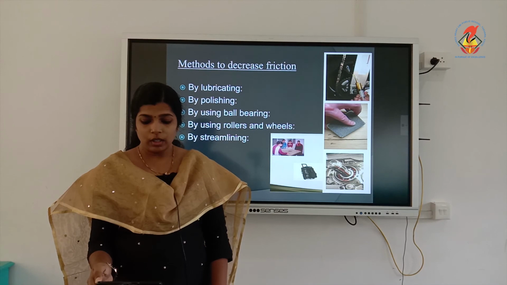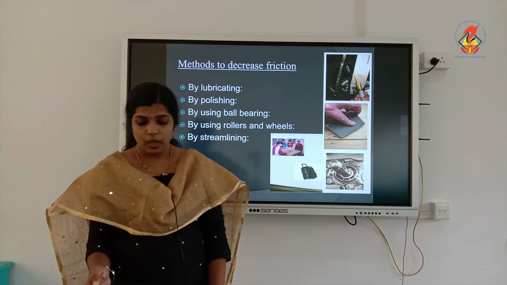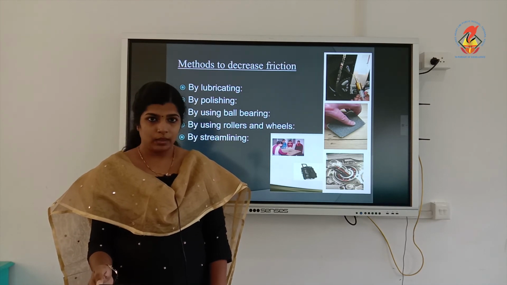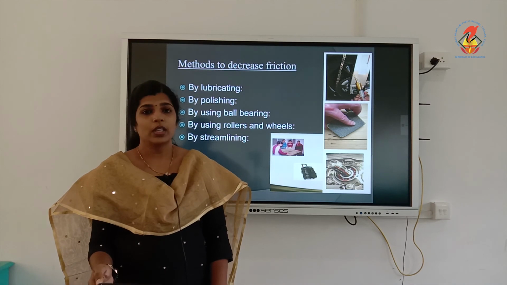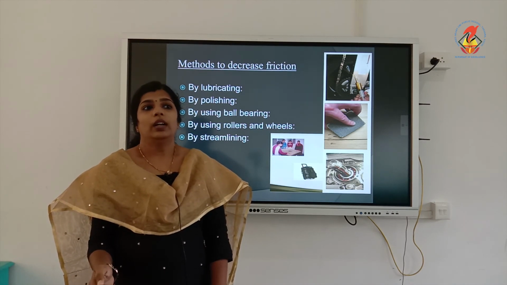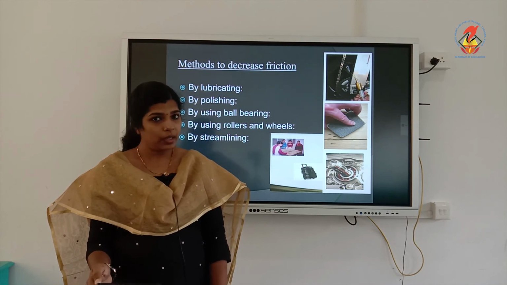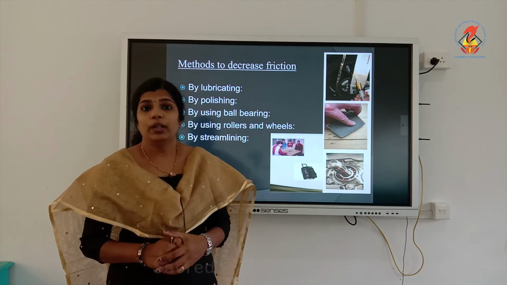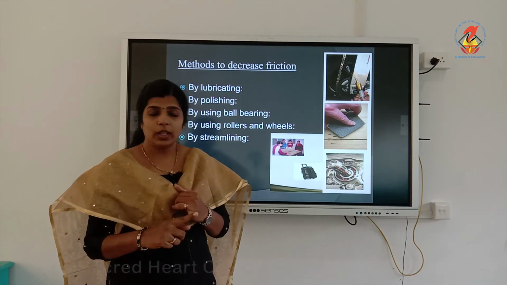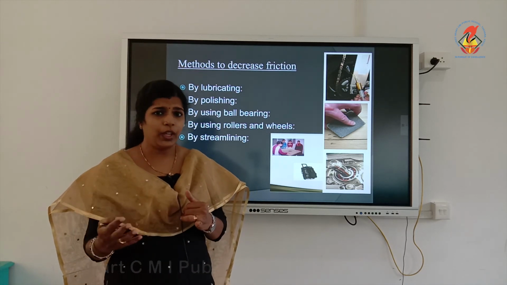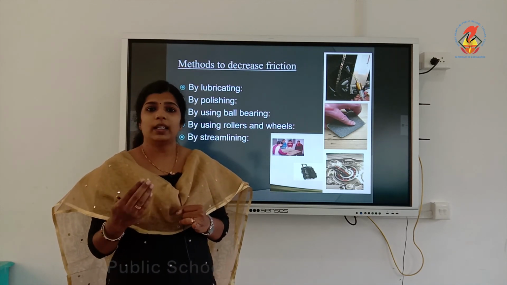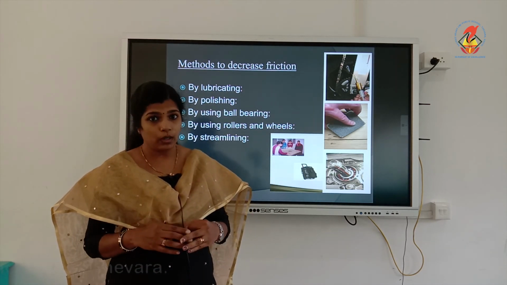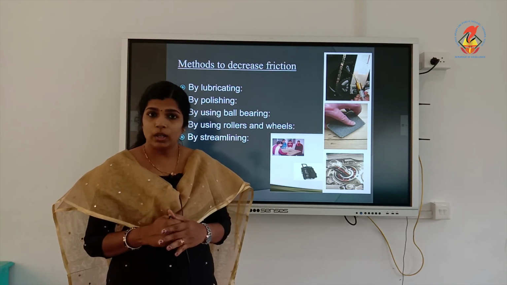Friction is minimum for a streamlined shape, which is rounded in the front and narrow at the back. Streamlined shape means rounded in the front and narrow at the back. That is about the methods to reduce friction. The first one is with the help of lubricants: oil, grease, graphite or air can act as a lubricant. The second method is polishing. The third method is using ball bearings. The fourth is using rollers and wheels.